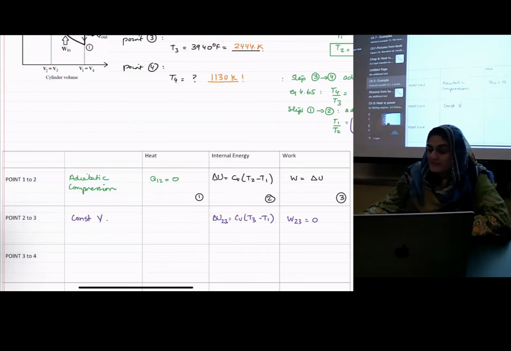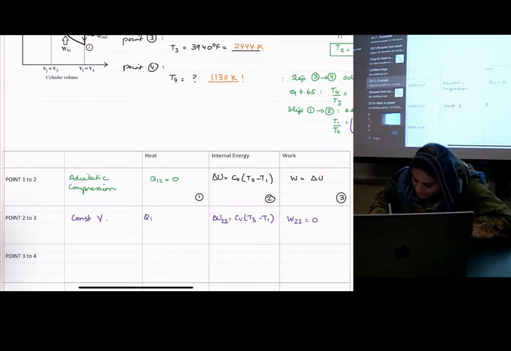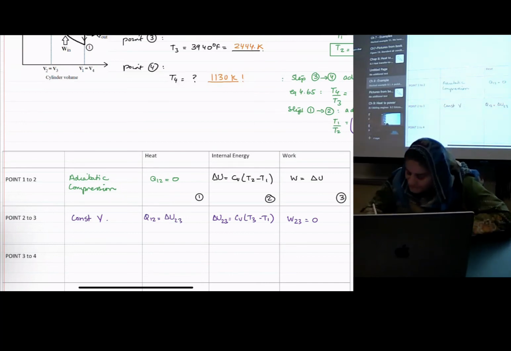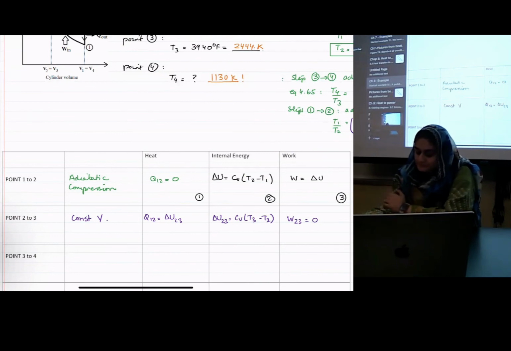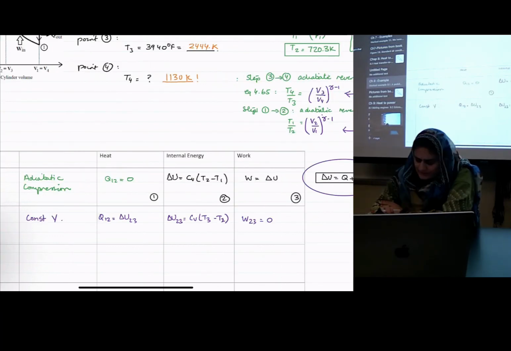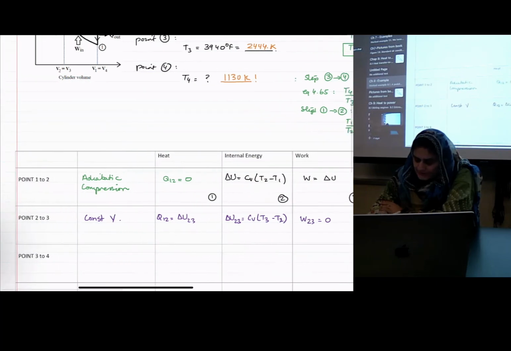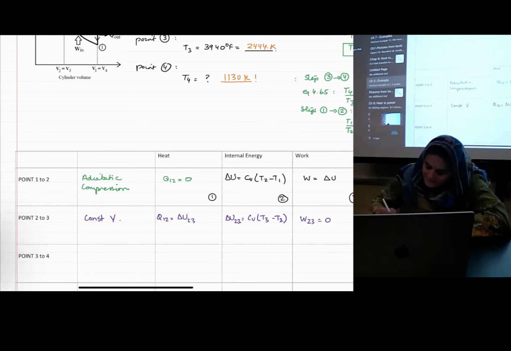Which means Q 2 to 3 will be given as delta U 2 to 3. Why is it T1? Oh, sorry, T2. You're right. This should be T2. My fault. Do we know T3? Do we know T2? It's literally plugging them in. Q 2 to 3 equals delta U 2 to 3. In the heat column. Well, you guys can fix that.